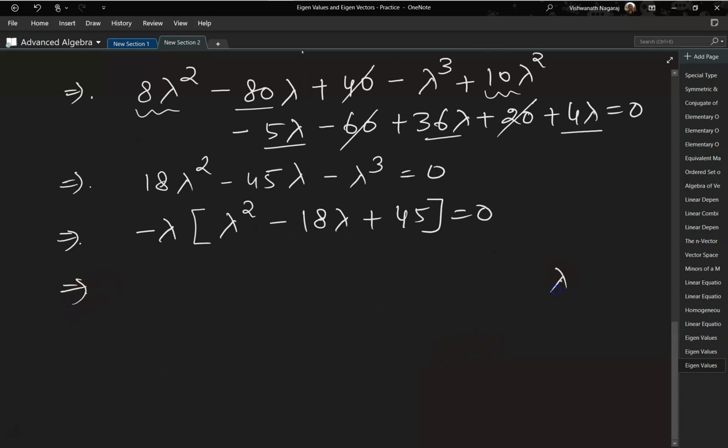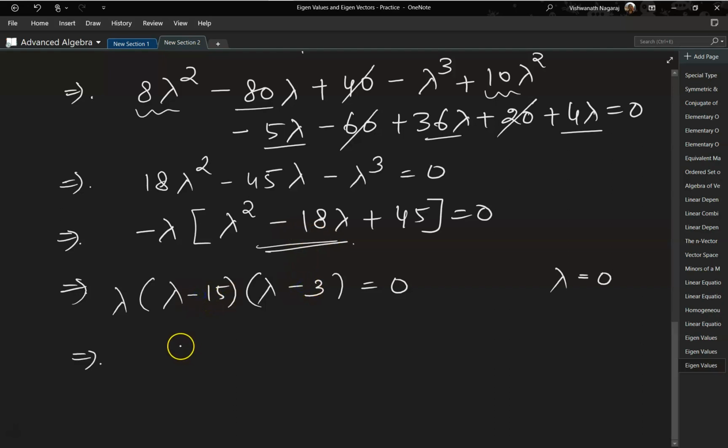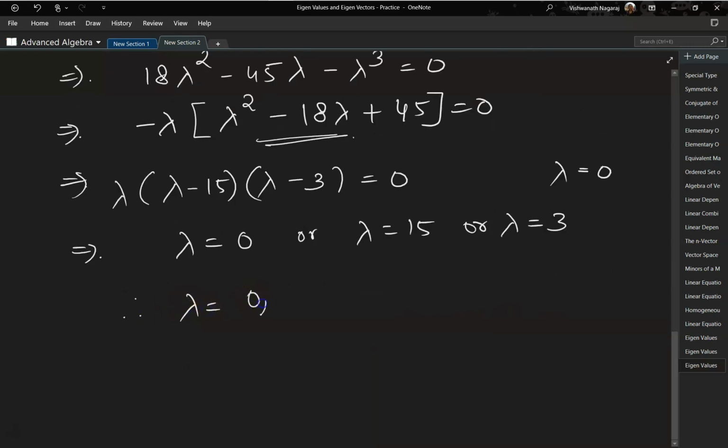Which means one of the solutions is λ = 0. Now we need to factorize this. The minus we can take to the other side, it cancels out. So here we will have 15 and 3, since 15 times 3 is 45. Both signs should be minus, so λ = 0, or λ = 15, or λ = 3. Therefore λ = 0, 3, 15. So these are the eigenvalues.